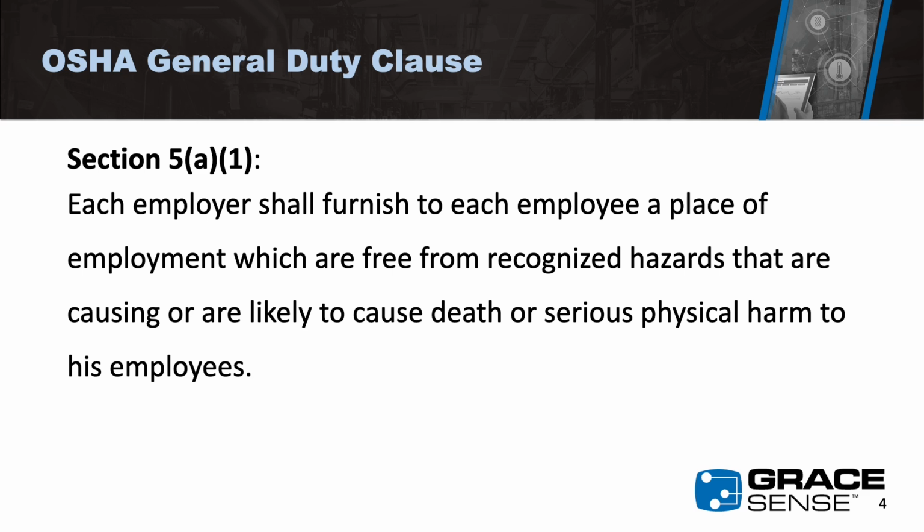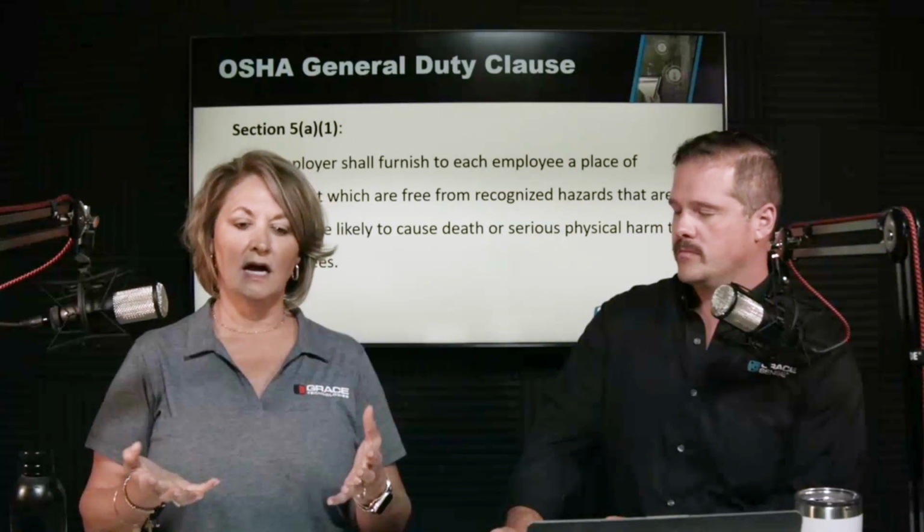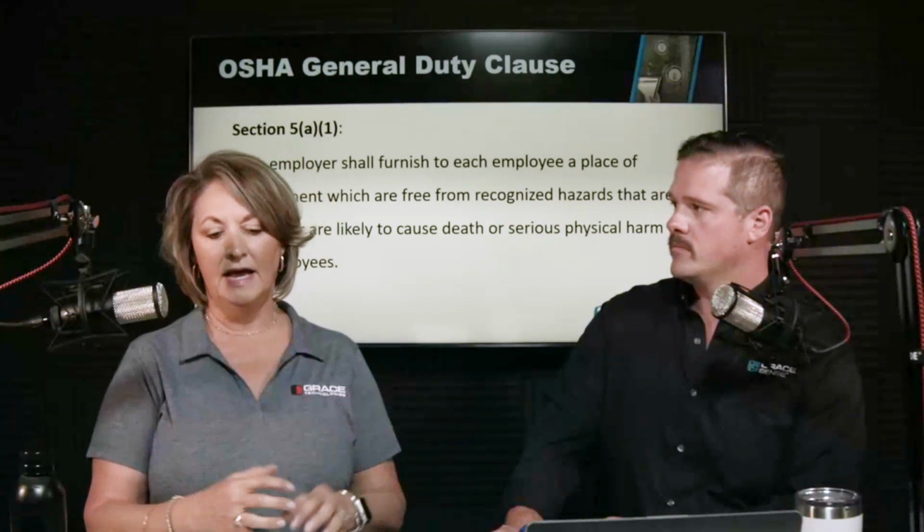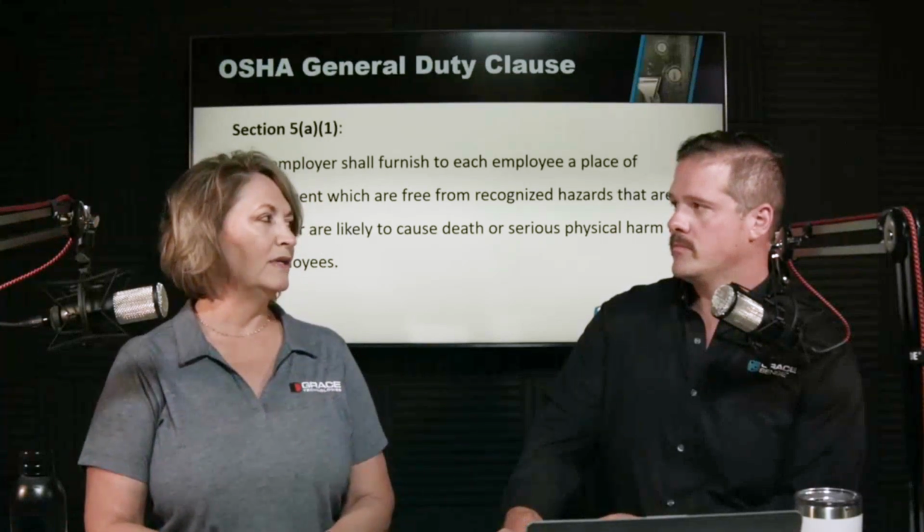So Section 5(a)(1) says each employer shall furnish to each employee a place of employment free from recognized hazards that are causing or likely to cause death or serious physical harm to their employees. So you can see how that's kind of a catch-all clause, that if you're not complying, they can easily cite this particular clause as being one where they can point to cite you.